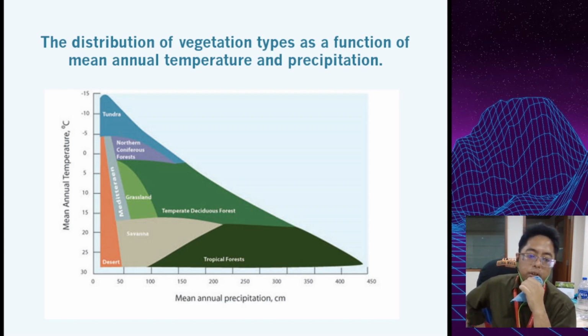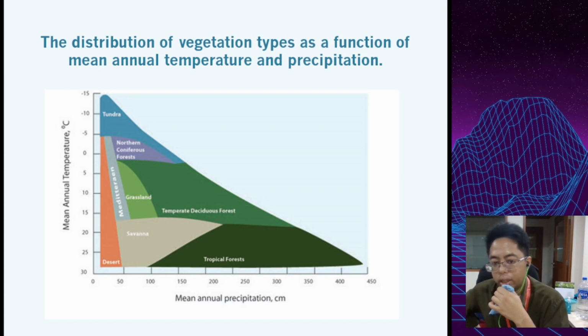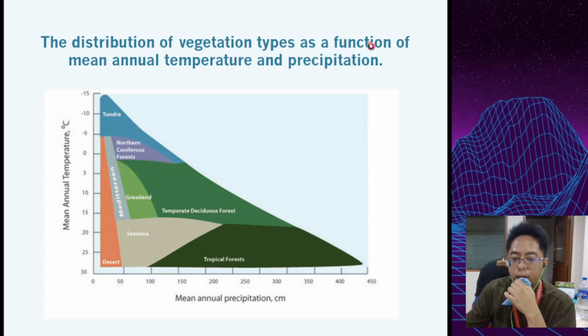Okay, desert: very high temperature, very low rain. Okay, if you go to that area on the right, which is the extreme, very high temperature and very high rain, you get tropical forests.